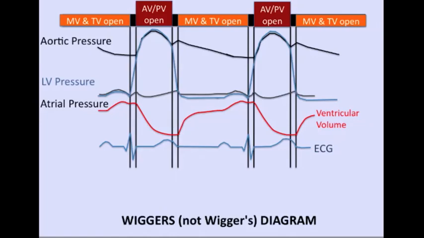Hello and welcome. This is an overview of the cardiac cycle in a heart with normal physiology. The diagram you see on your screen is the standard diagram used in cardiac physiology called the Wiggers diagram, named after Dr. Carl Wiggers, and this diagram basically explains it all. So I'm going to take you through it, and then hopefully you'll go through it yourself and understand it well.